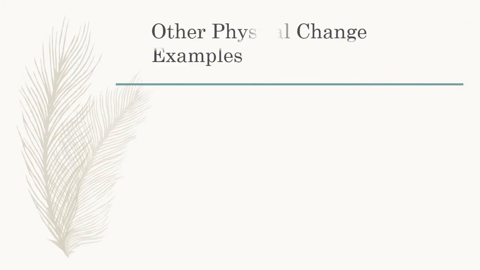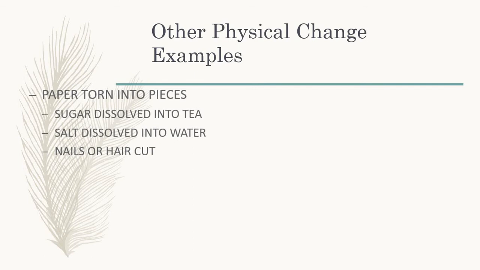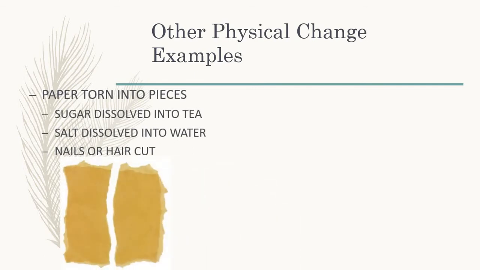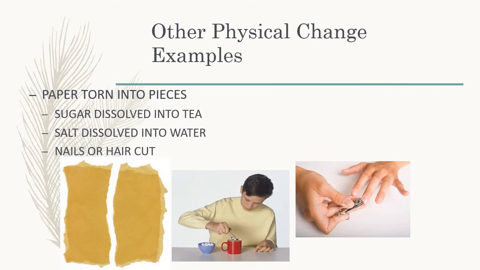We have also here other examples. Paper torn into pieces, sugar dissolved into tea, salt dissolved into water, nails, or a haircut. Physical changes undergo processes like tearing, cutting, bending, pressing, hammering, pounding, melting, and evaporating. These processes do not make the material change in its substance, only in appearance. So physical change does not involve one substance changing into another.